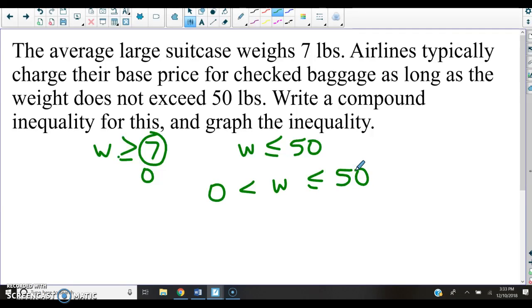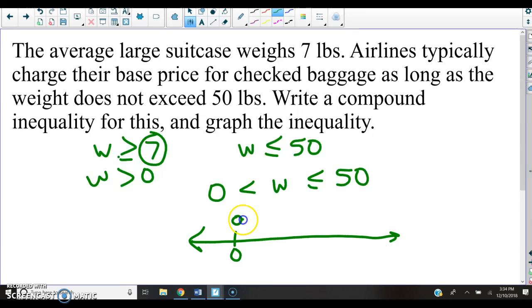Now, we cannot include 0 because if you're not sending any suitcase, they do not charge you. So it has to be more than 0 pounds. So this one would be greater than 0. So when you graph this, you're going from 0 up to and including 50 pounds.